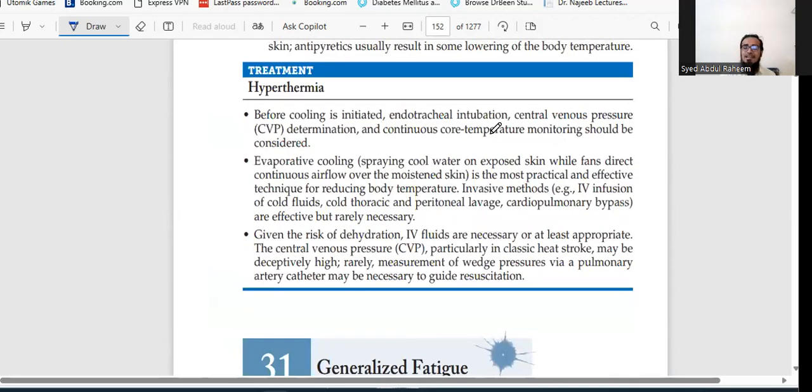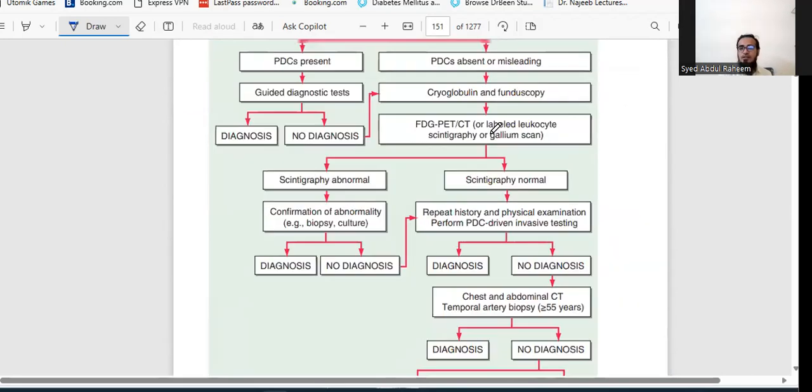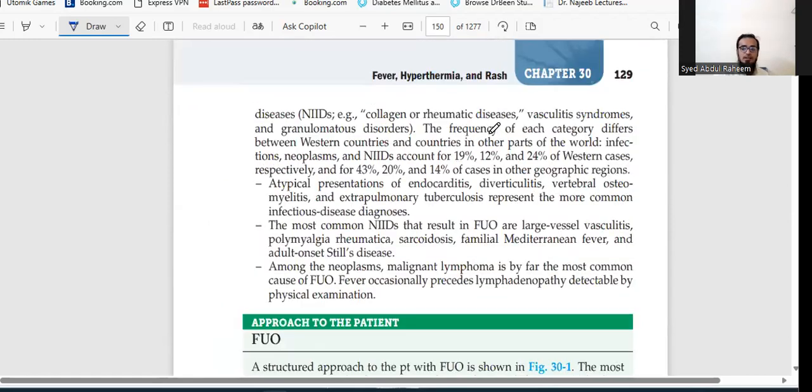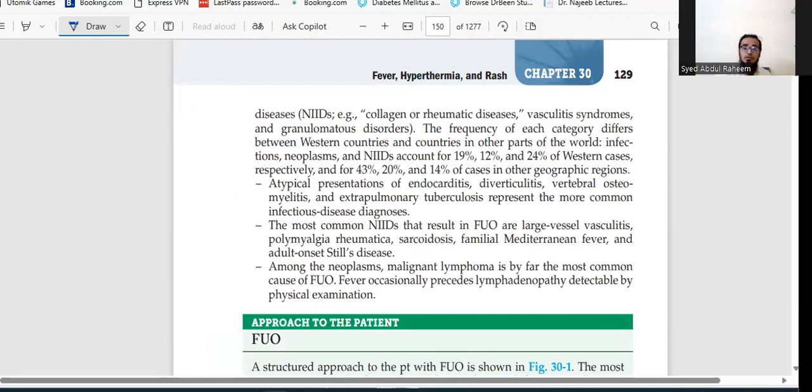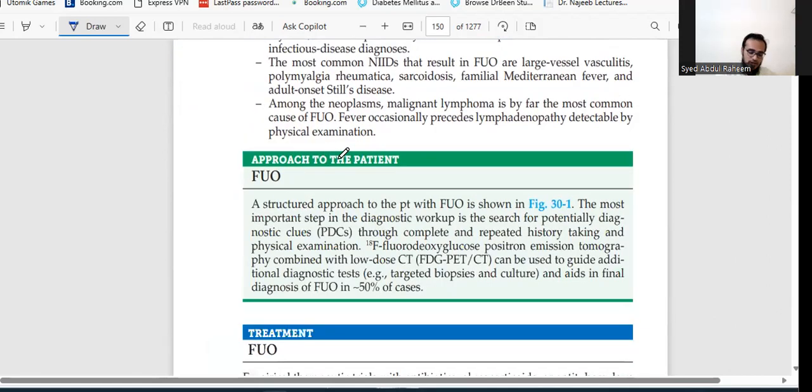So basically, to treat the fever we have to know that, and secondly we have to understand the reason also and go through that way of treatment. If the infection is more serious, we need further evaluation to reach the cause.